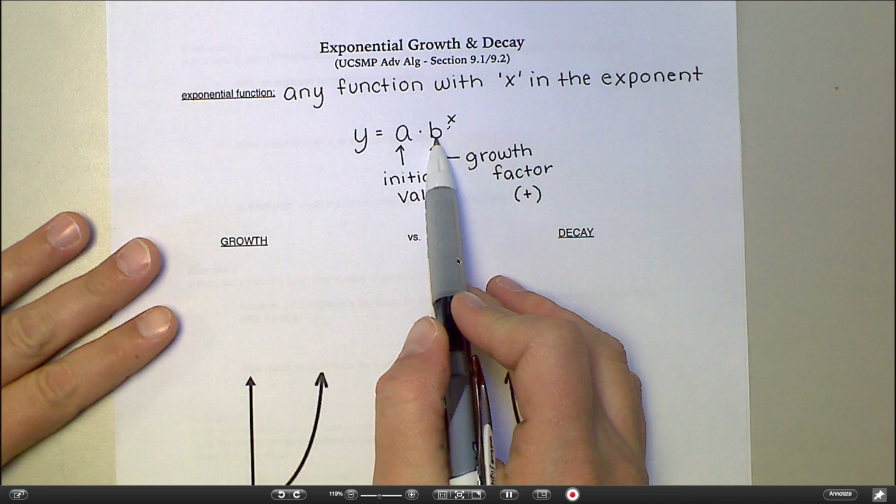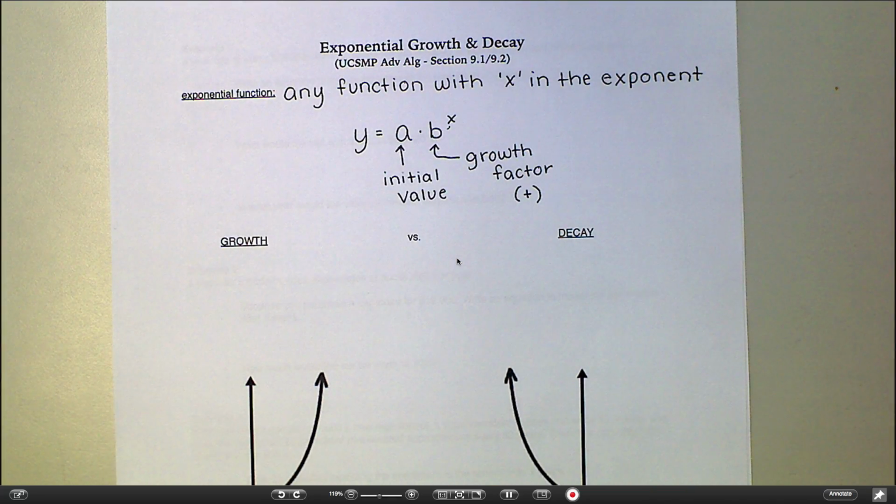But if it were a negative number, as you're raising it to powers, it would be cycling back and forth between positive and negative. Every time you raise it to an even power, it would come out positive, and then it would go negative again. And that would just mess up your whole function. So B is always going to stay a positive number.